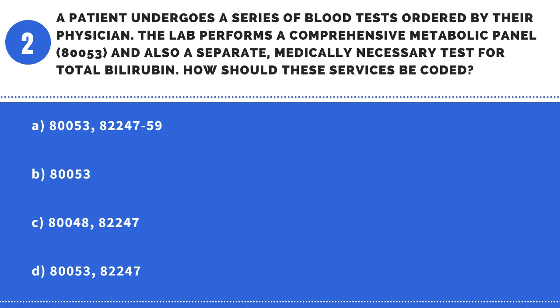Question 2. A patient undergoes a series of blood tests ordered by their physician. The lab performs a comprehensive metabolic panel, 80053, and also a separate, medically necessary test for total bilirubin. How should these services be coded?